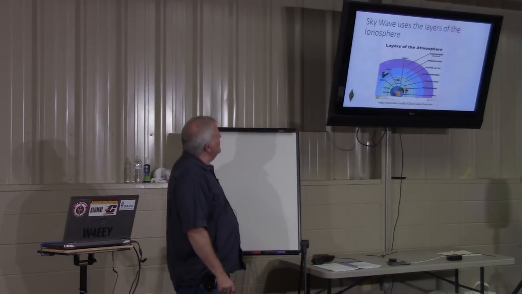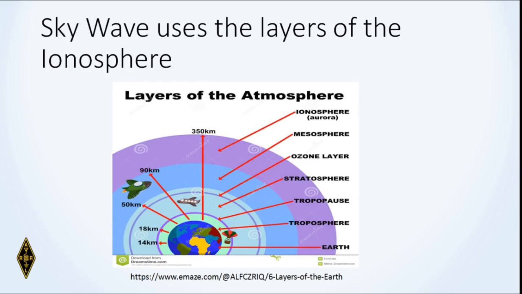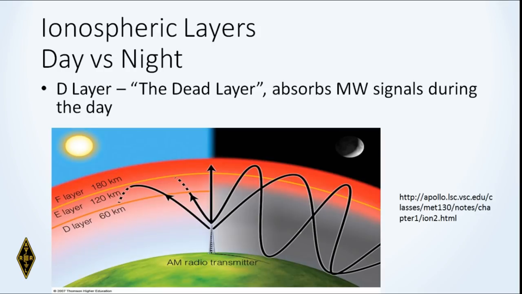So at night, the ionosphere. And here are the various layers we talked about: troposphere, stratosphere, the mesosphere, and at the very top is the ionosphere. And that's what we're concerned about. The ionosphere has multiple layers. The lowest layer is called the D layer. Next up is called the E layer. And then on top of that is the F layer. Actually, the F layer is divided into F1 and F2, but D, E, and F.